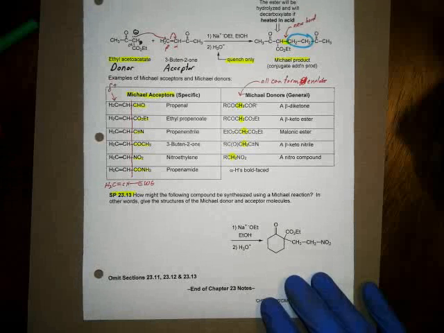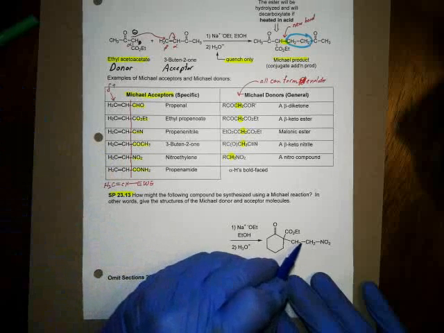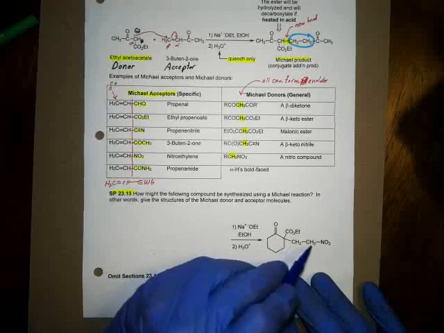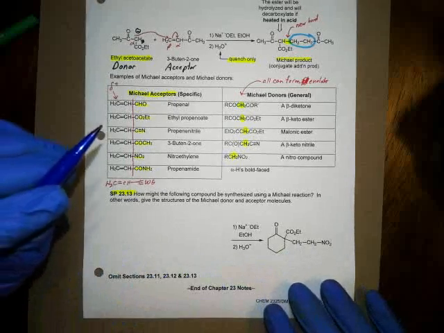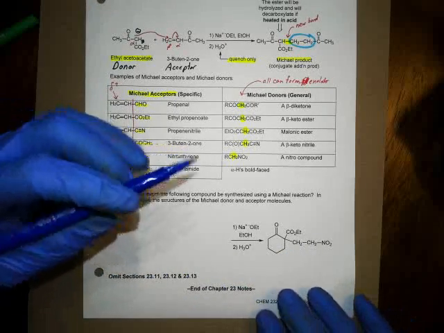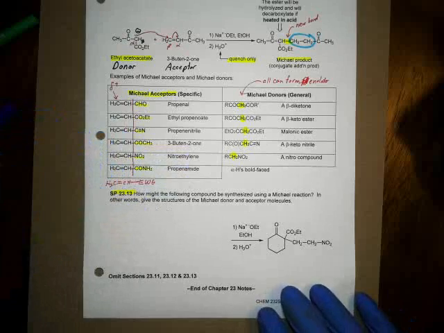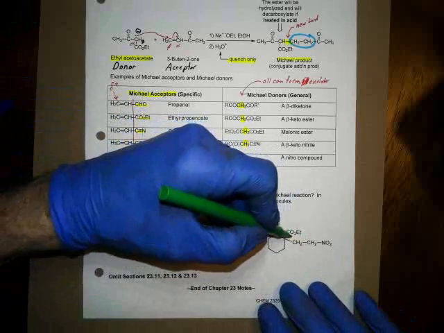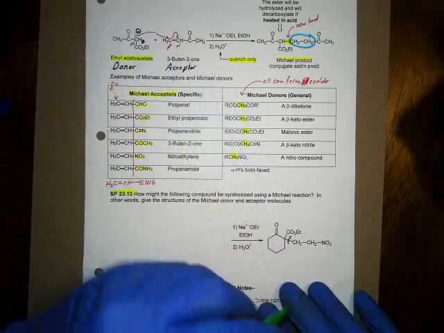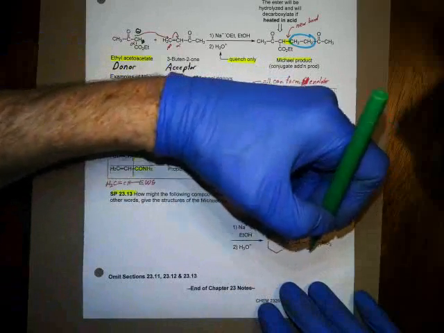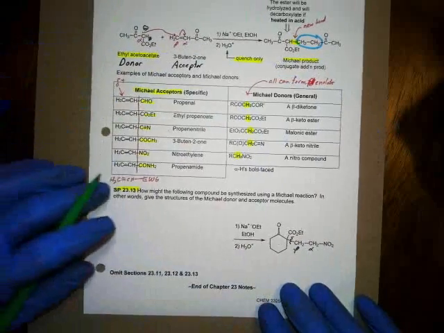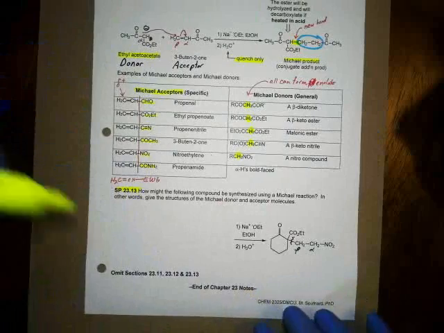I clued you in a little while ago when I told you to look for 2 methylenes. Right? You see them? That's a giveaway, guys. That tells you where you need to break this molecule apart. It's always right there. Because this is going to be your alpha and this is going to be your beta carbon. So let me highlight that whole thing.